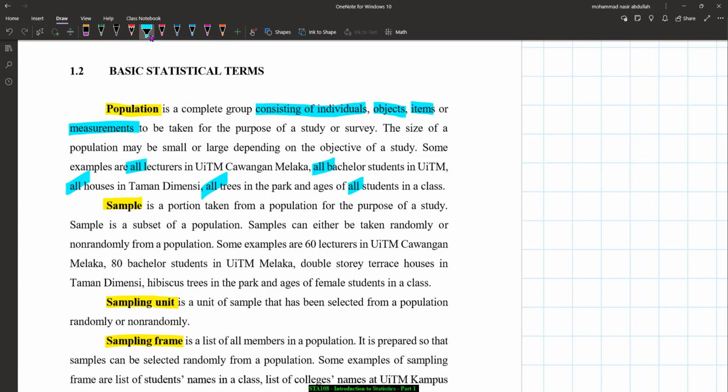So population means all members, or objects, items or measurements in the area of the study, for the purpose of the study. Sample means the portion taken from the population for the purpose of the study, right?